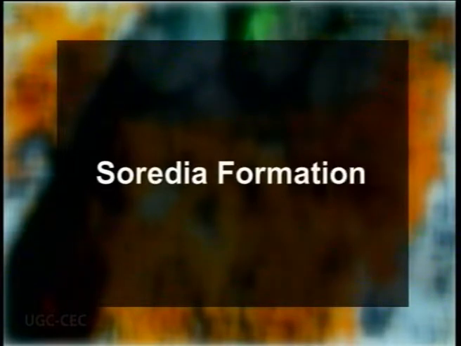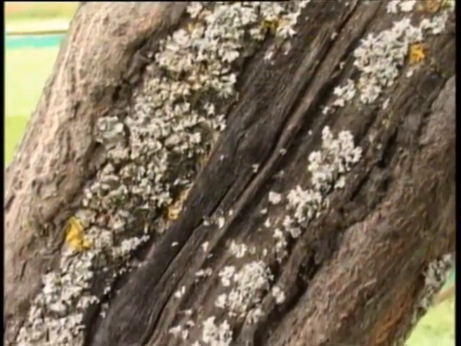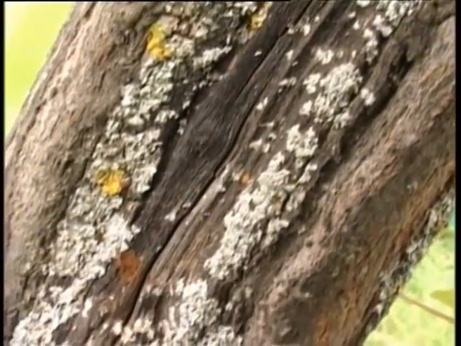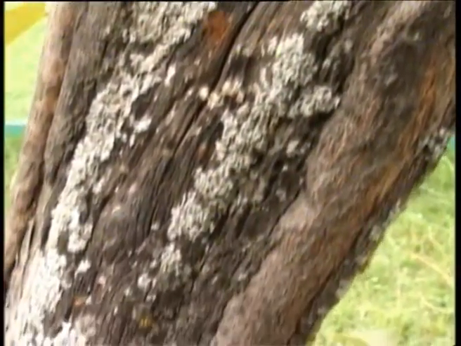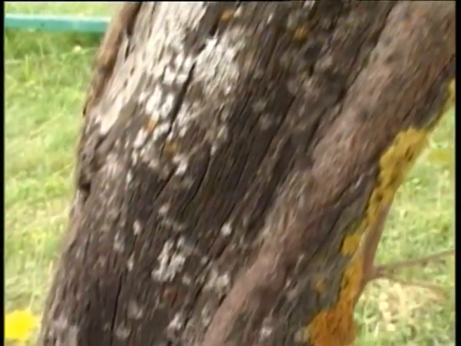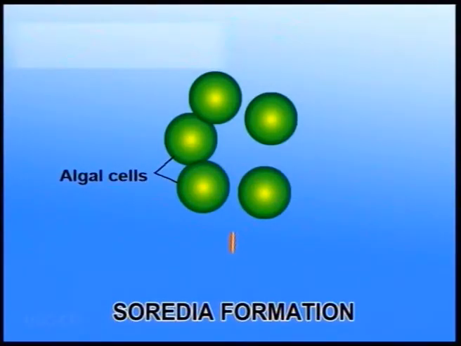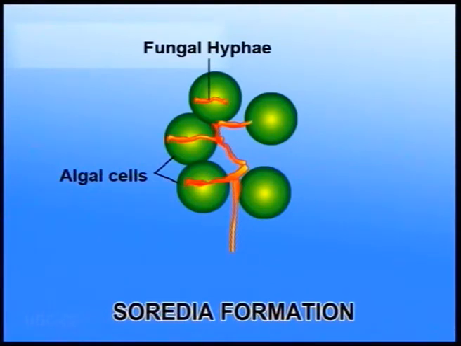Soredia formation. These are small, bud-like outgrowths which develop in the form of grayish-white powder over the upper surface or edges of the thallus of lichens. Sometimes they develop in superficial, pustule-like areas called soralia. These are made up of only a few algal cells, surrounded by only a few fungal hyphae. Each soredium, after falling on a suitable substratum, germinates into a new lichen thallus. For example, species of Bryoria and Parmelia.